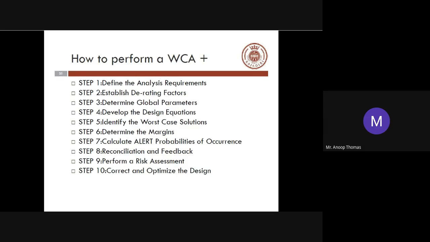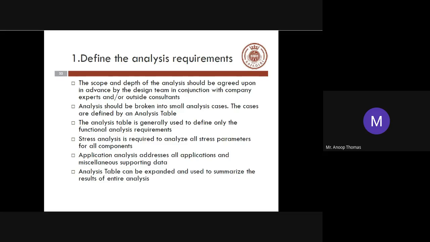I'm not going to complete all the steps. Ideally, I will stop with step 5 in today's class. We'll move to steps 6 to 10 in the next class. After that, you need to go through that document, understand it, and come back with questions in the next session. That is how we are going to deal with this WCA Plus analysis. It's quite interesting to understand what WCA Plus is. So first is define the analysis requirements.